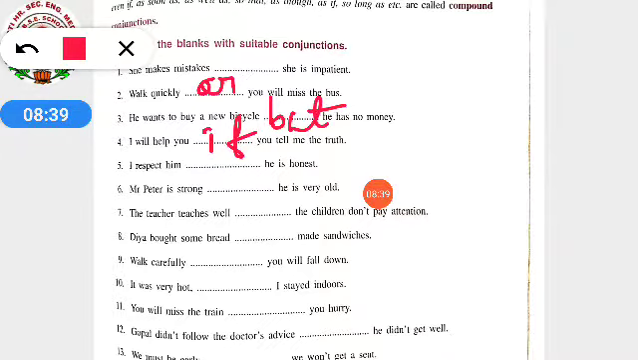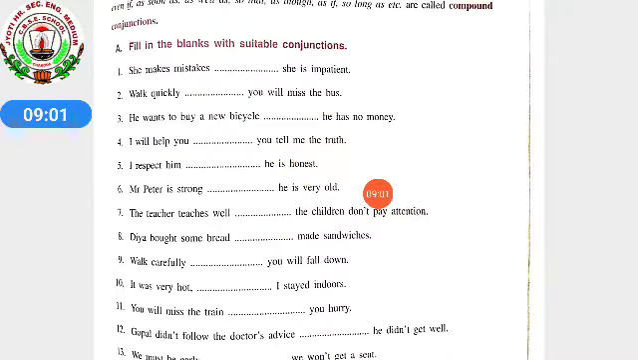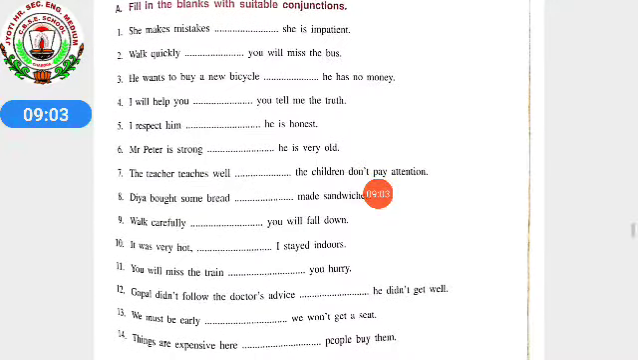I respect him, dash, he is honest. I respect him because he is honest. Mr. Peter is strong, dash, he is very old. Mr. Peter is strong, though he is very old. The teacher teaches well, but the children don't pay attention. All these conjunctions that I have used here, I have taken from my side. When you solve the rest, you also have to take words from your side which are suitable for the sentence.